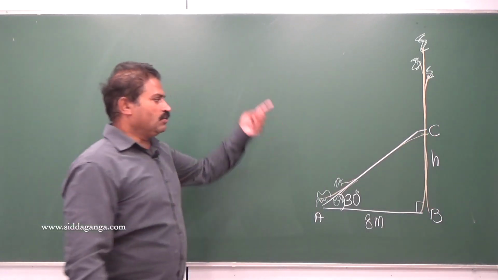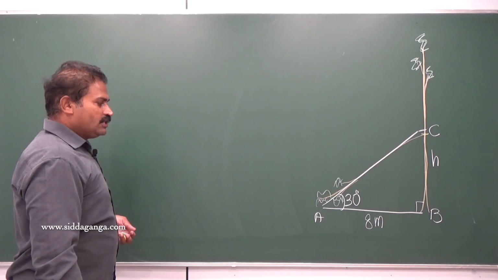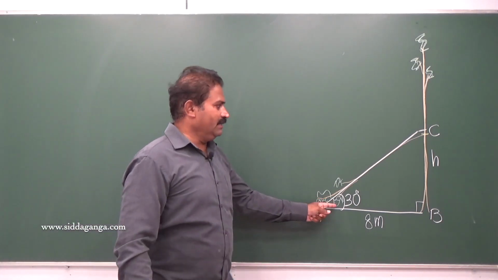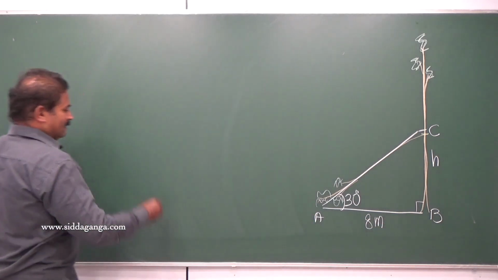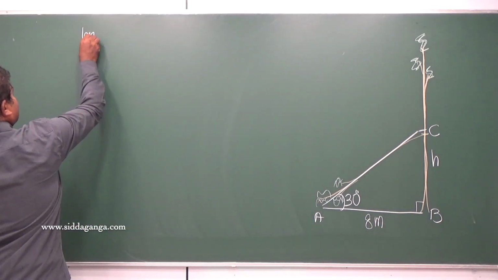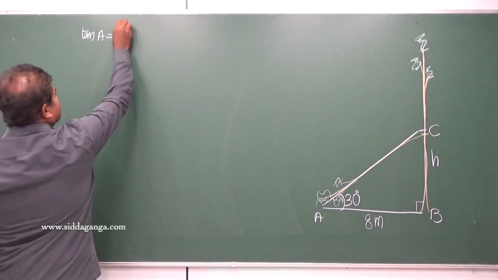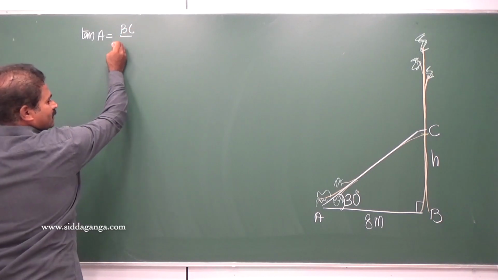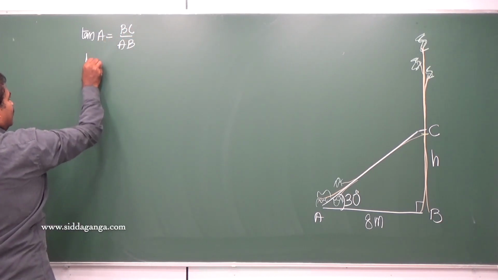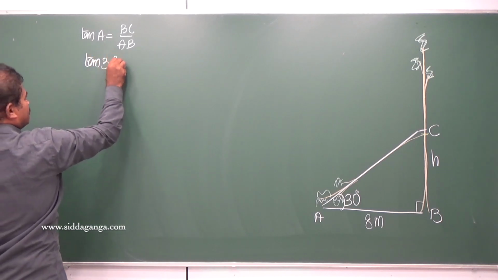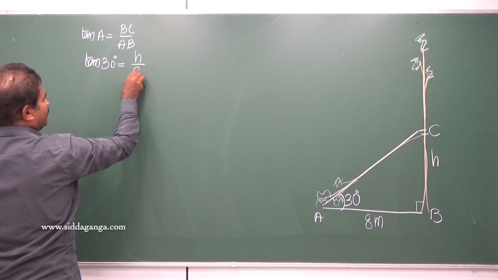You need to find out the total height of the tree. Got it? Right. So what ratio can you use? You have 30 degrees here. You have the opposite side and the adjacent side, so you can go for tan. So tan A is equal to the opposite side BC divided by the adjacent side AB. So this is tan 30 equal to BC, which is the height, and AB is 8 meters.